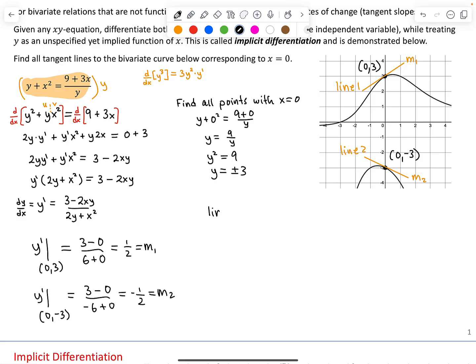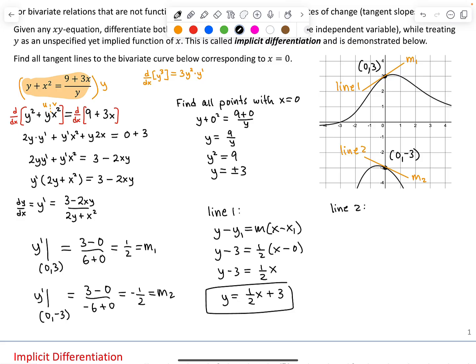So now let's find the equation of line 1. We can use point-slope form. y minus y1 is equal to m times x minus x1. We know the y coordinate of that point is 3. We know the slope is 1/2, and then x minus 0. So we get y minus 3 equals 1/2 x, and then add 3, and put our answer in slope-intercept form. And here's my first line. Now for line 2, do y minus the y coordinate, so y minus negative 3 is y plus 3, is equal to the slope of this line, negative 1/2, times x minus 0. That gives us y plus 3 is equal to -1/2 x, and then subtract 3. And here is the equation of line 2.